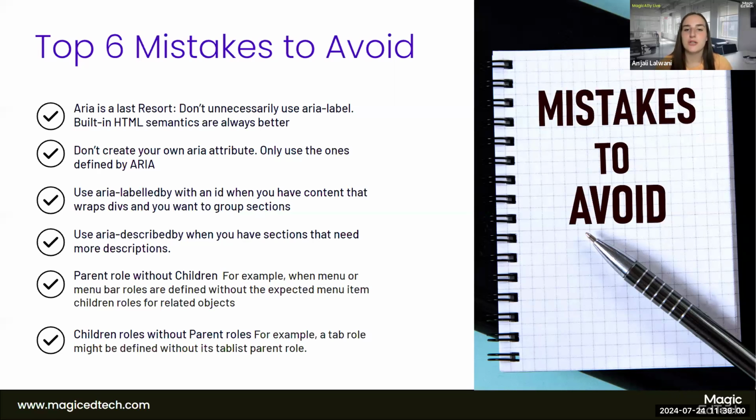Parent role without children. For example, when menu or menu bar roles are defined without the expected menu items from children roles and related objects. Children roles without parent roles. For example, a tab role might be defined without its tab list parent role. So these are some mistakes that we want to avoid when using ARIA.